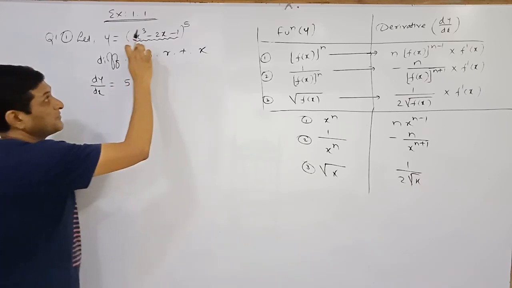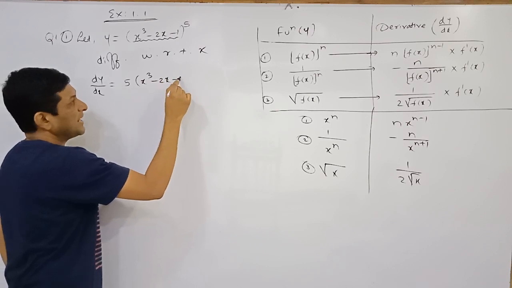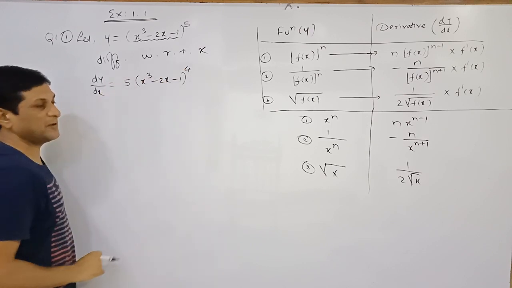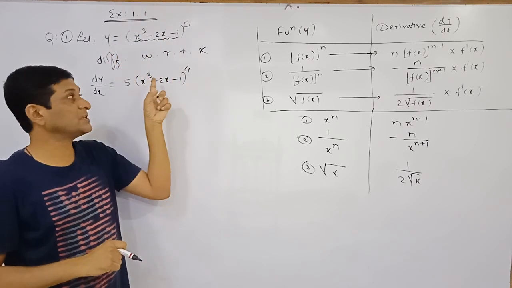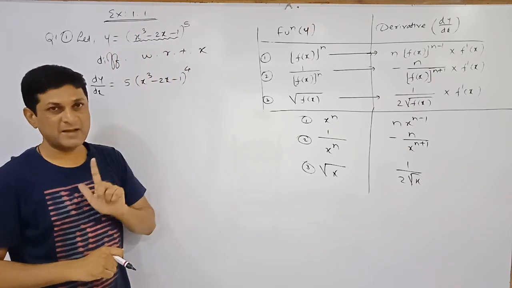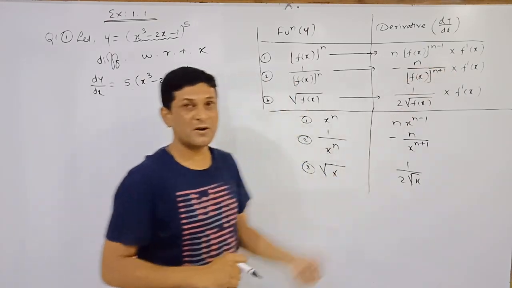But here what is f of x? This whole term is f of x: x cube minus 2x minus 1. We are decreasing its power by 1. So what is the first step? The first step is to take the power as a coefficient and decrease the power of f of x by 1. Into what? f dash of x means derivative of f of x.